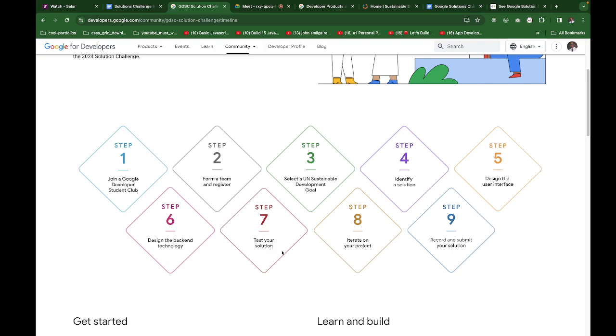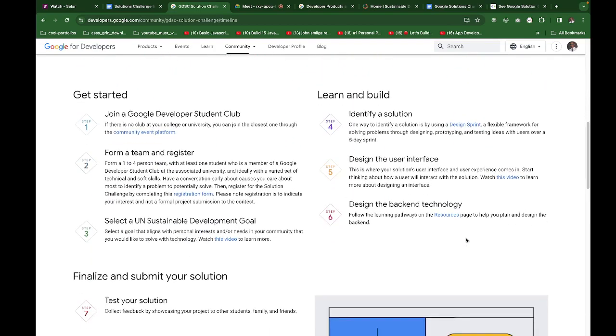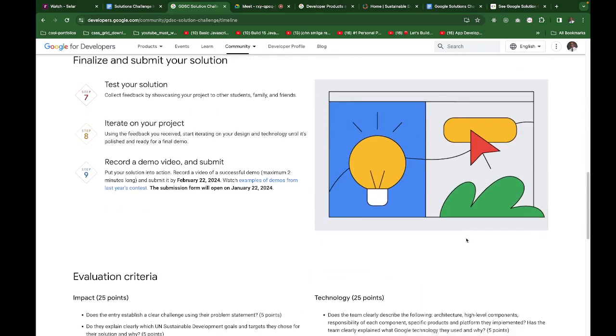You test your solution after building it. You built the solution for a particular target audience, so you ensure that you test within that target audience. You get feedback from them, and then you iterate. You record the feedback, iterate on it to align with your solution, and then you record and submit your solution. This is an explanation of all of that.